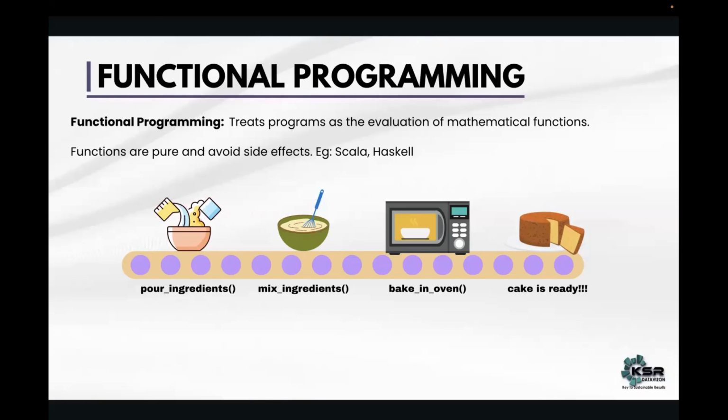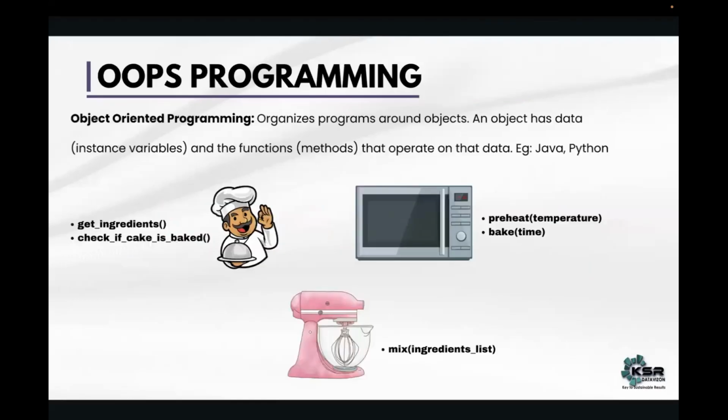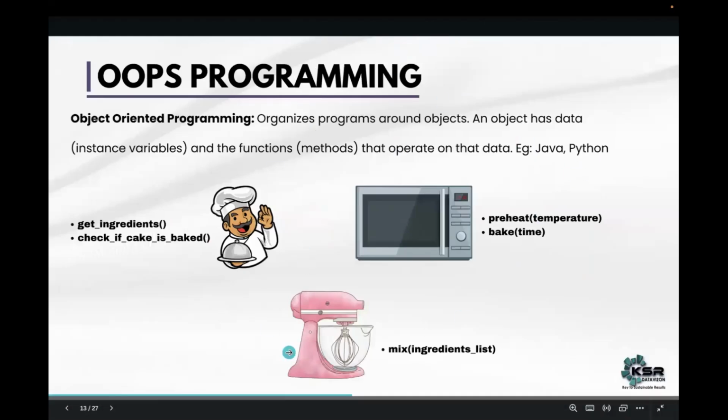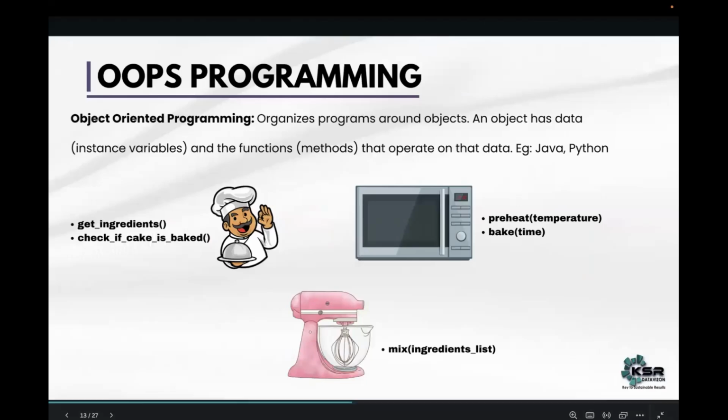Okay? But some languages don't support OOPS. Some languages do not support functional programming. So it can be like that. Okay? So OOPS is Java and Python. So mostly our whole course will revolve around object-oriented programming. So these are the three styles.